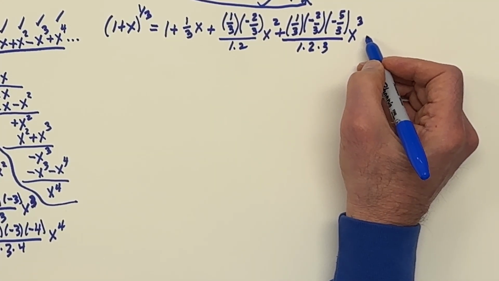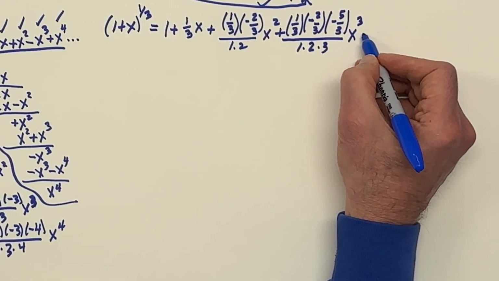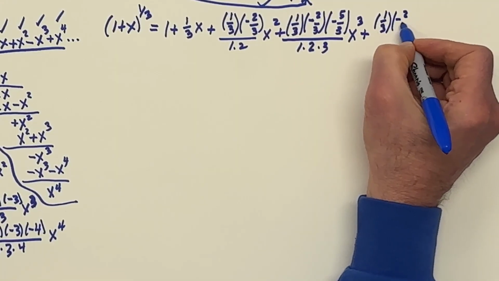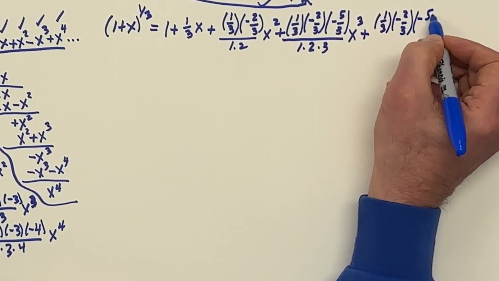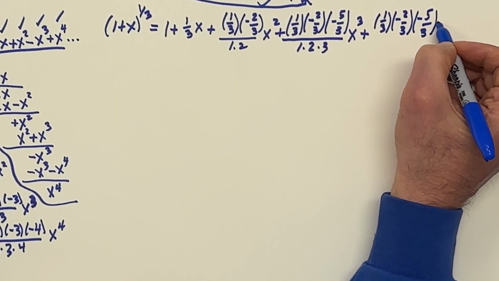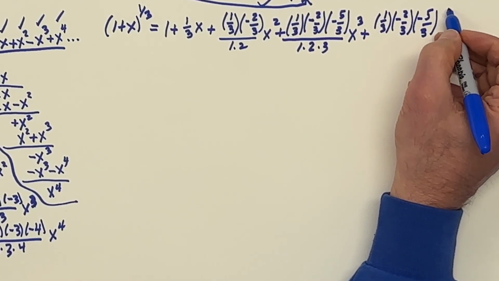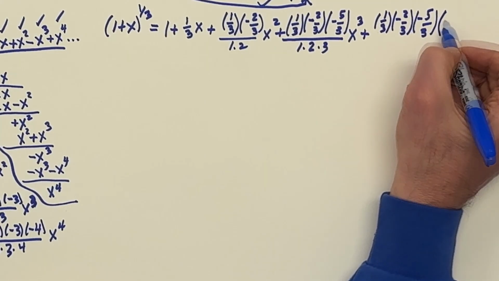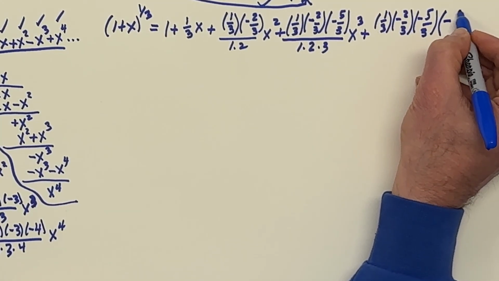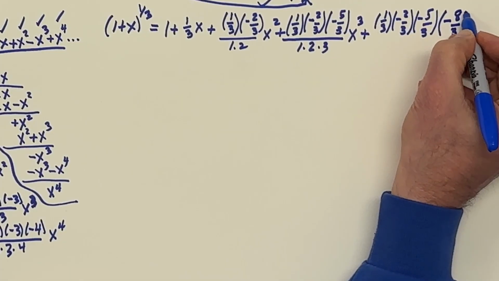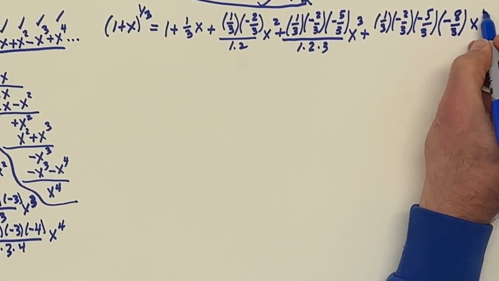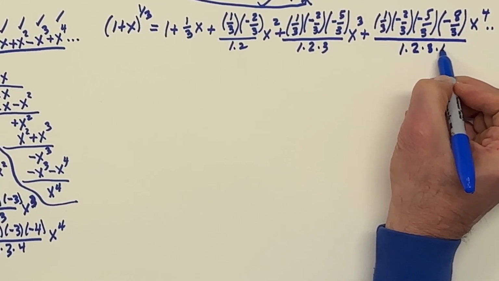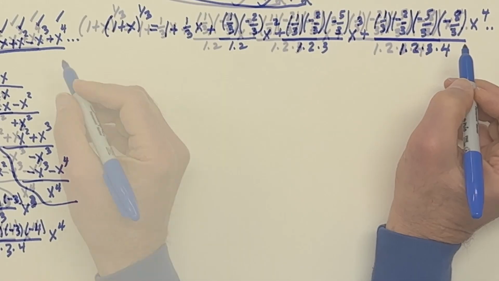And then we would have here a fourth term would be 1/3 minus 2/3. Just copy these down again. And then we're going to subtract 1. So it's like subtracting a minus. We're going to be minus 3 over 3. And that's going to get us here. And that would give us here minus 8/3. Subtract another 3 over 3. And that's x to the 4th. And we would divide by 1 times 2 times 3 times 4, like that.